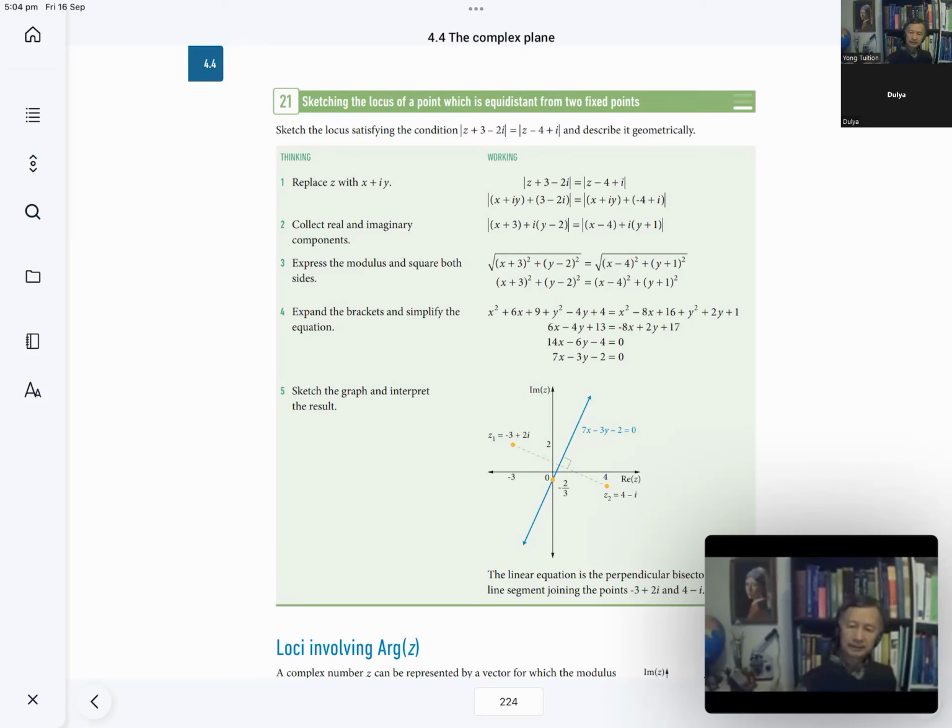Can you find another question? How about this one? Let's look at number 5. Sketch a graph and interpret the result. Why did you put an additional point? What is the point? Do you understand? They put z1 equal to minus 3.